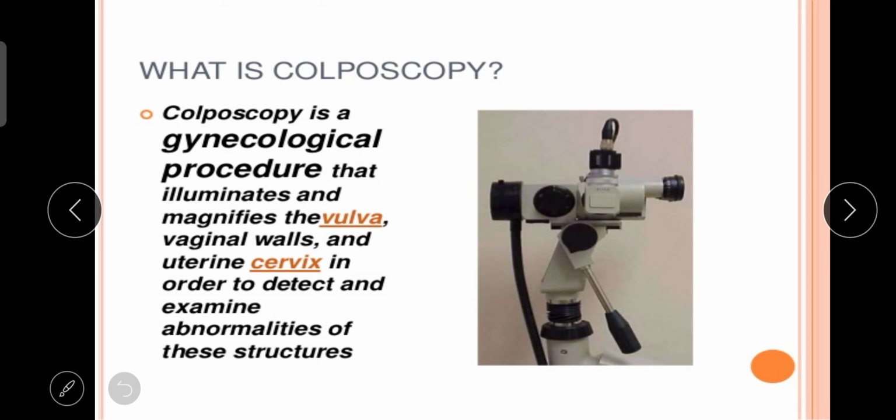Next is colposcopy. Colposcopy is a gynecological procedure that illuminates and magnifies the vulva, the vaginal walls and the uterine cervix in order to detect and examine abnormalities of these structures. This is also one procedure, done with the help of a microscopic instrument called a colposcope. So we are going to visualize the vagina with this instrument, that's why it is called colposcopy. You are going to see the vulva, vaginal wall and cervix to detect any abnormality in the structure.